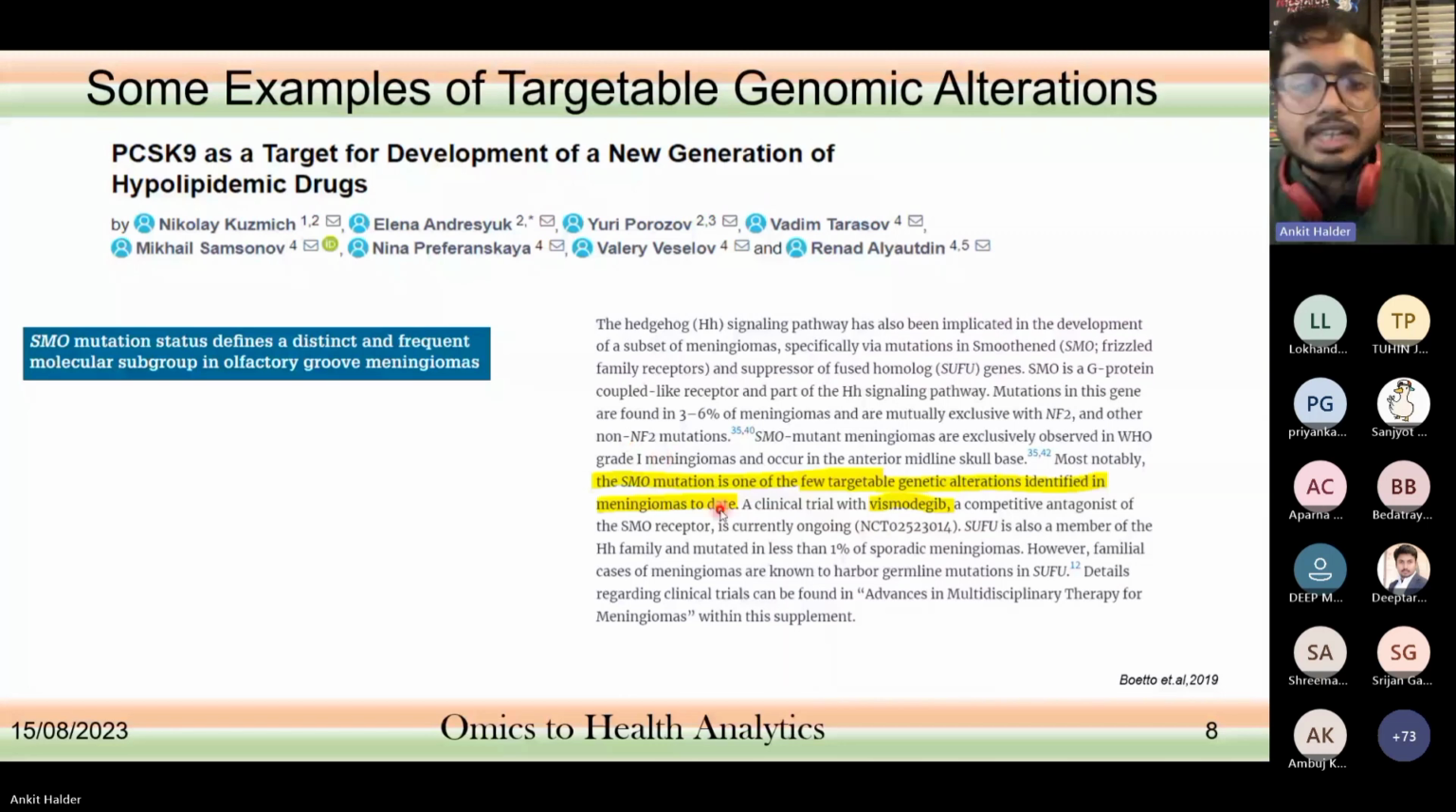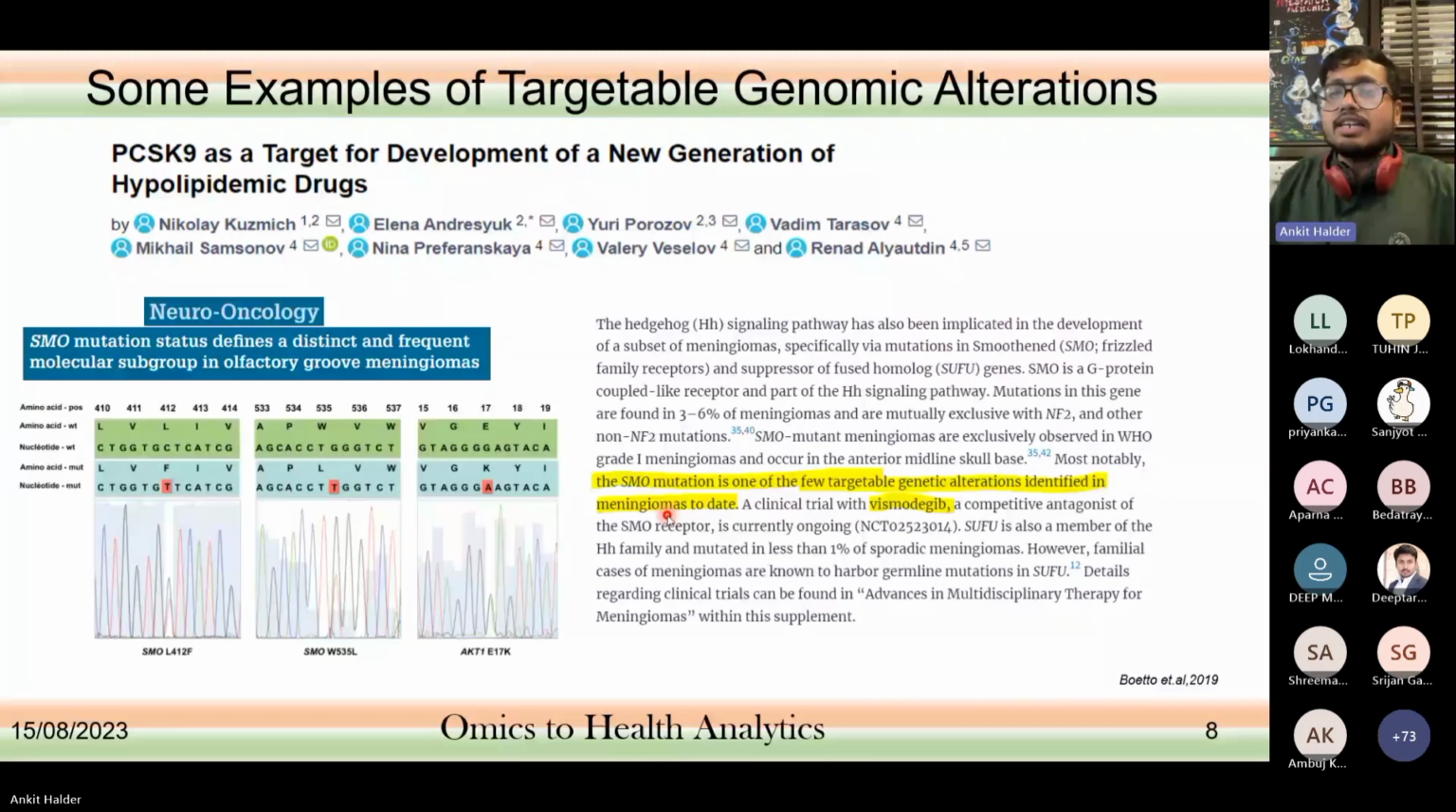As I mentioned, at the genomic level itself you can identify certain targets. So this is one. There is a drug called Metabolomics. That has started to be utilized against the SMO mutation and is now in clinical trials. So this is how, at the genomic level itself, you can identify the particular mutations and take them forward for your druggable target.